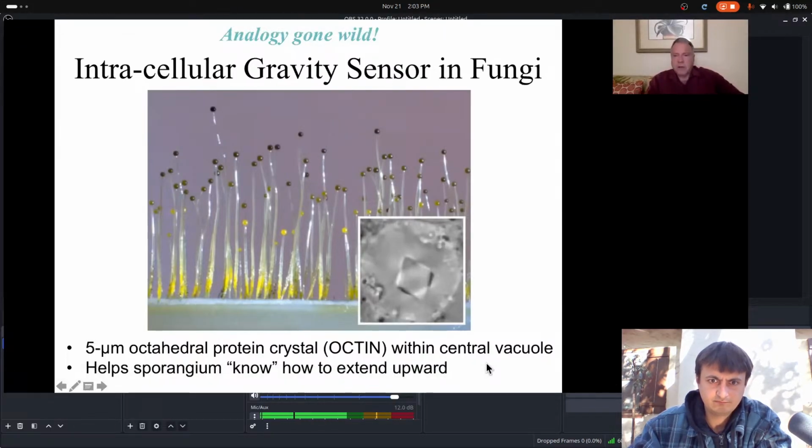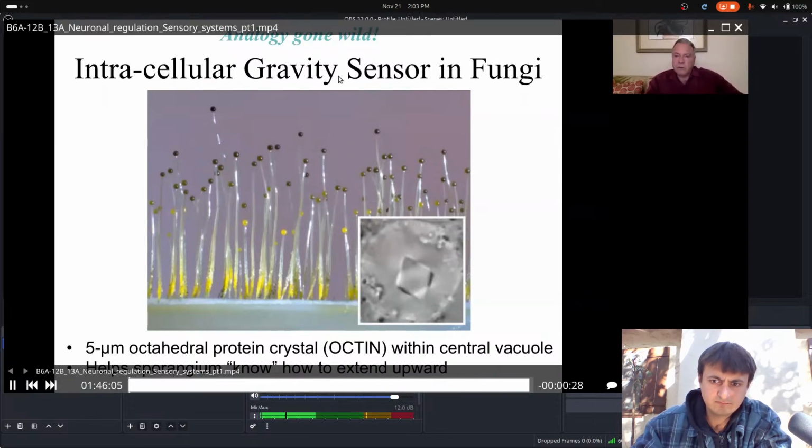Okay, and we talked about in plants, the shoot system grows up, the root system goes down. How does it know up from down? They have to have gravity sensors of some sort.